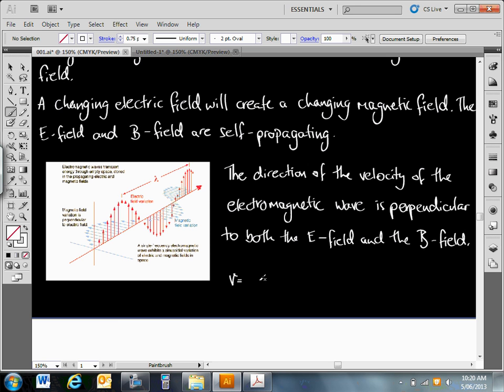Its velocity is equal to its frequency multiplied by its wavelength. And because we're talking about light, we'll say c is equal to f lambda, because all light travels at the same speed in a vacuum. If we put it through a different medium, as you know from refraction, it changes speed. If we put it through something where there is some matter, then it's going to change speed. From this, we can see that the frequency is inversely proportional to the wavelength. The higher the frequency, the lower the wavelength. The higher the wavelength, the lower the frequency.